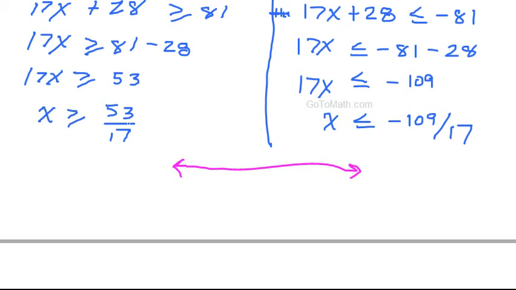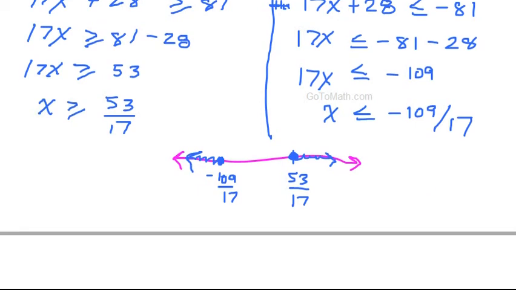So x is greater than or equal to 53 over 17. We'll say this is 53 over 17, and of course it includes it, so we'll put a solid dot and everything going off in that direction. And kind of arbitrarily over here, we'll pick that to be negative 109 over 17, solid dot because it includes it. X is less than, so everything going off in that direction.